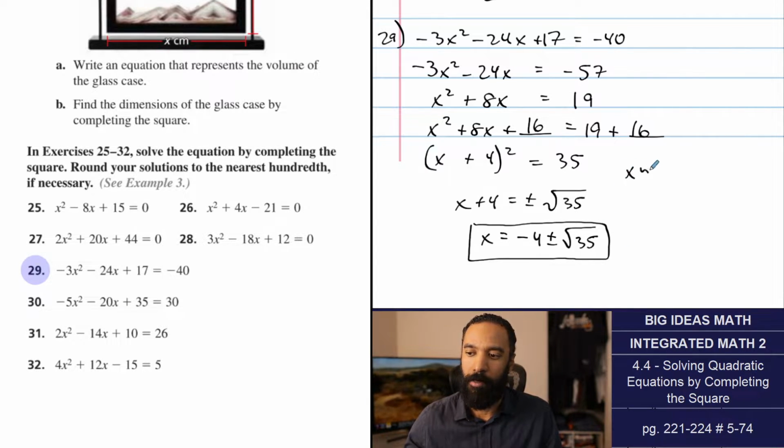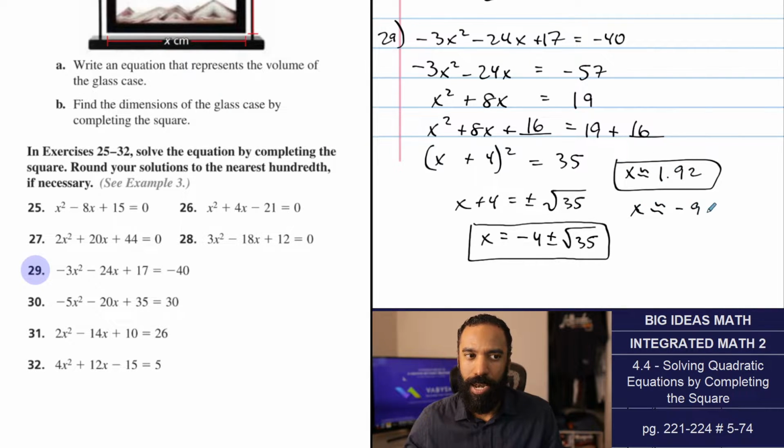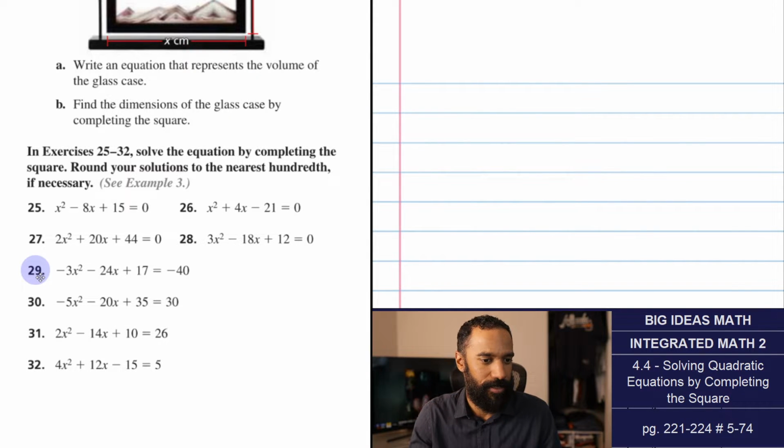Okay, so here are my approximations. I'm getting 1.92 and negative 9.92. Okay. Number 30.